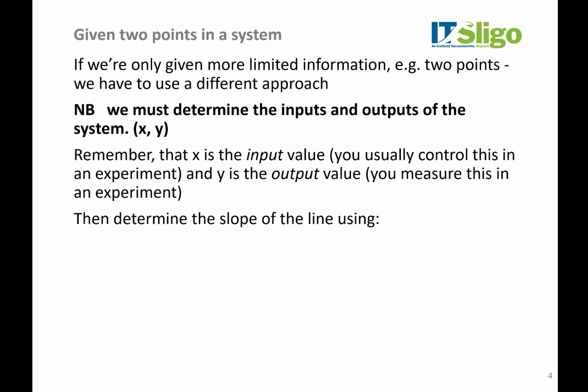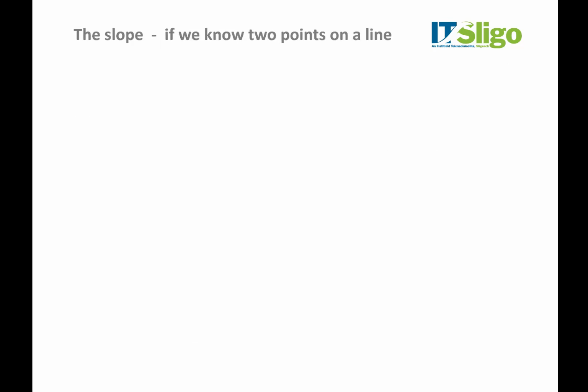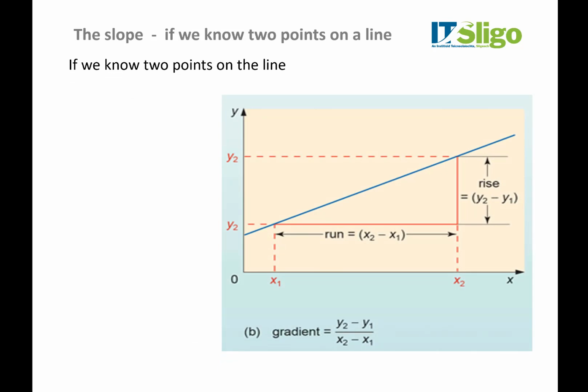So then, once we know our 2 points, we can determine the slope of the line. And then once we know this slope, we can choose either of the points and feed them into the function. We know the slope. This is our point, x1, y1. And then we can determine the function governing the relationship. So first we just take a look at that slope, if we know 2 points on a line.